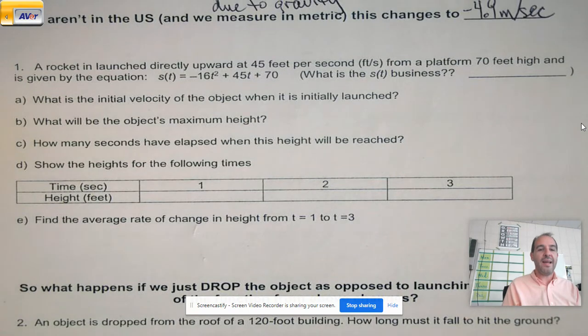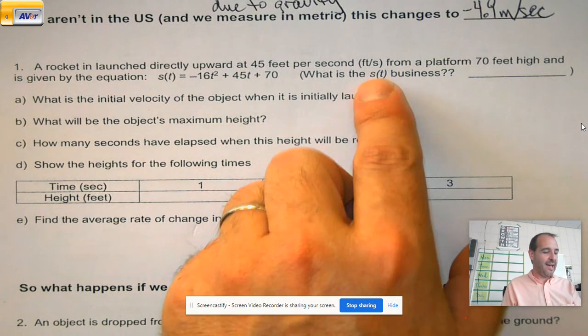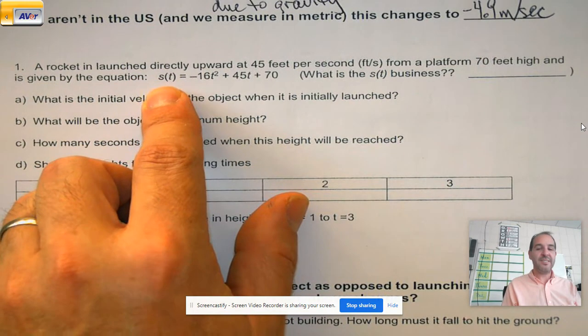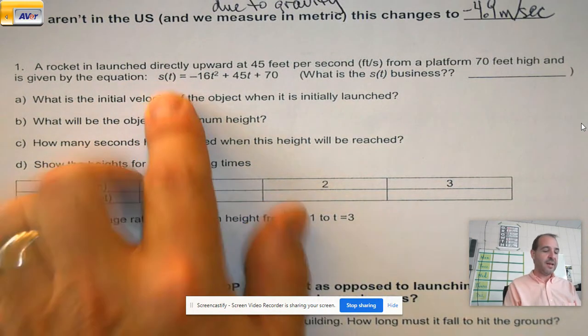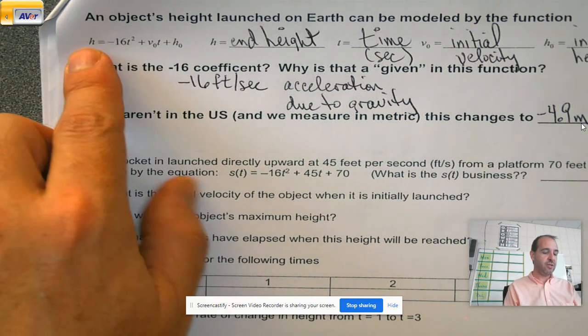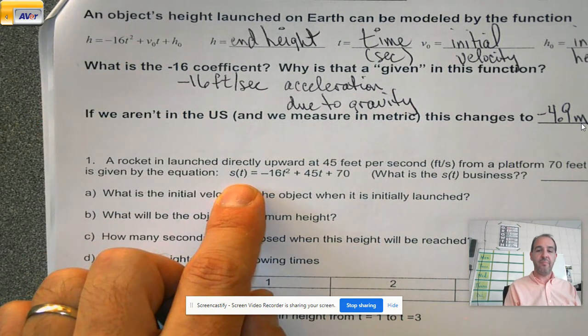Okay, a rocket is launched directly upward at 45 feet per second. So we're in American measurement here. From a platform 70 feet high is given by this equation. Okay, before we get to that, let's take this on. What is this S of t business? Okay, because you're like, well, up here, it was h. Now it's S of t.